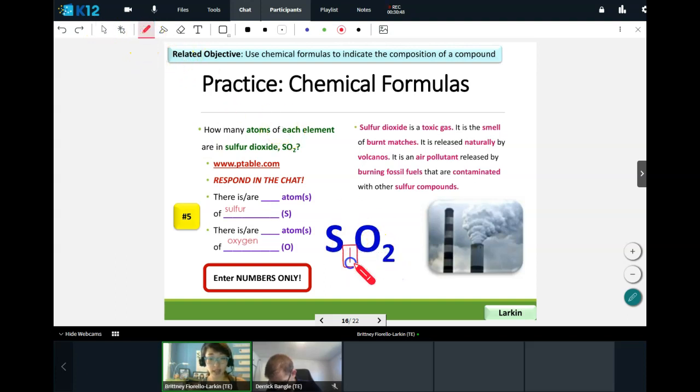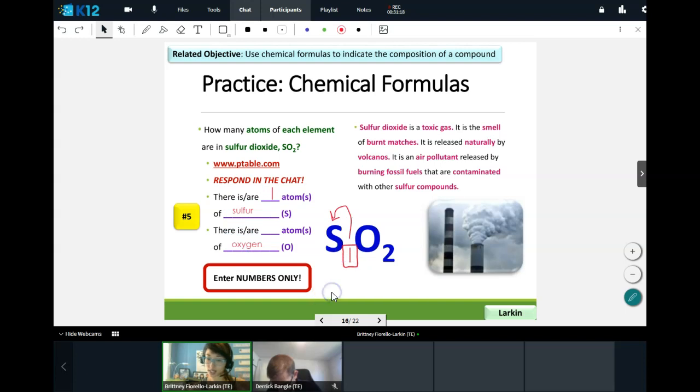Yes, blanks mean 1. Again, they don't mean 0. If there were 0 sulfurs, we just wouldn't include the sulfur here. So therefore, how many sulfurs are in sulfur dioxide? If there's a blank after, that means there's how many sulfurs? Tell me in the chat. Yeah, there's exactly, still 1. So 1 sulfur. How many oxygens then are in here?